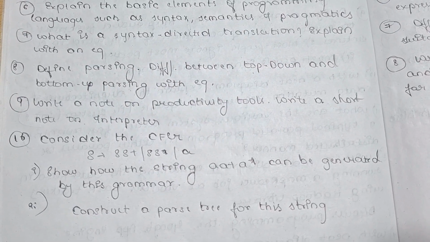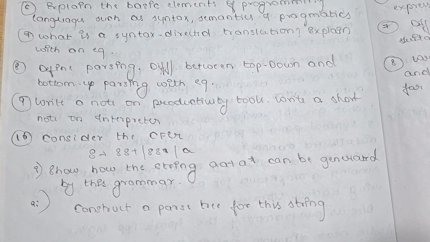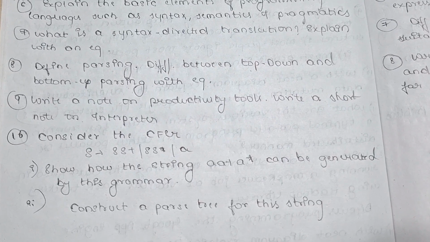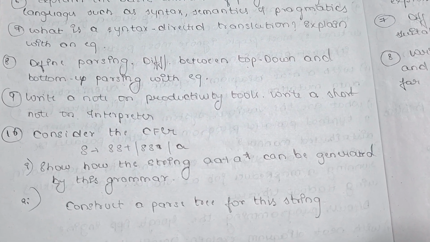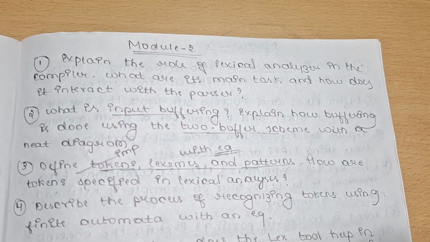Consider the context free grammar and solve. Show how the string a plus a star can be generated by this grammar. Construct a parse tree for the string.